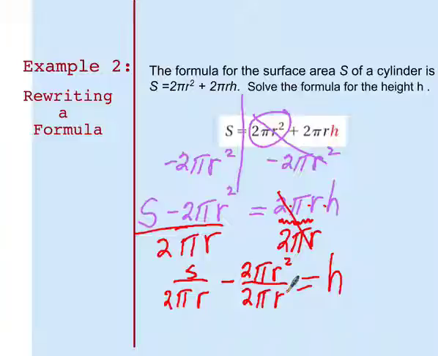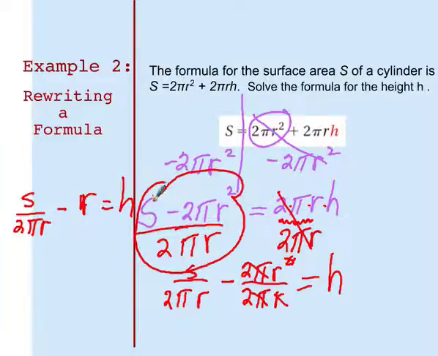Nothing cancels here in this fraction but 2 pi over 2 pi, and one of the r's would cancel with one of these. If you caught that, I'm going to write the final answer over here: S divided by 2 pi r minus r equals h. I just took it one step further. If you want to write this, that's fine too.